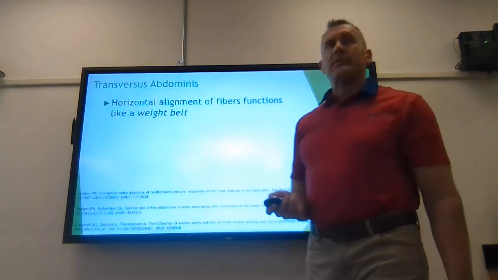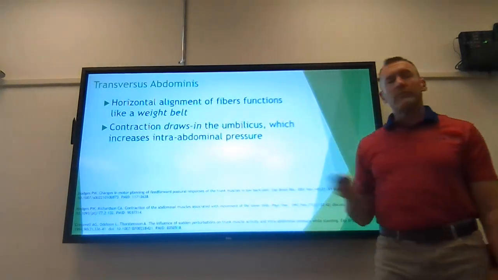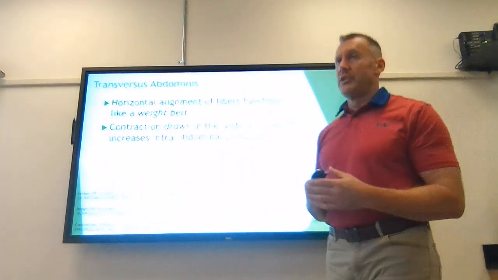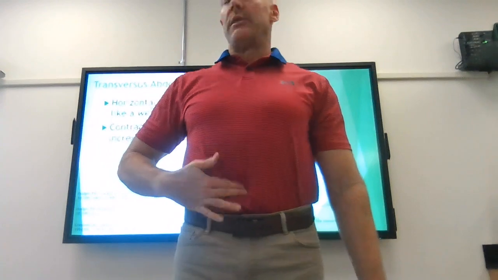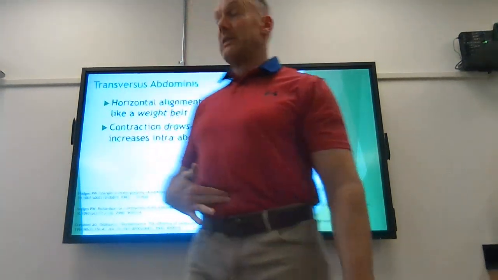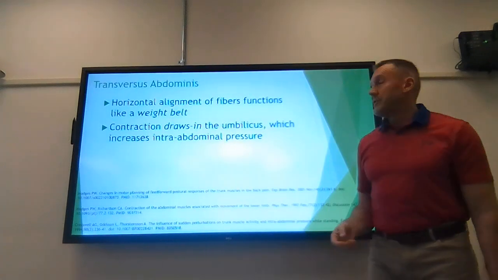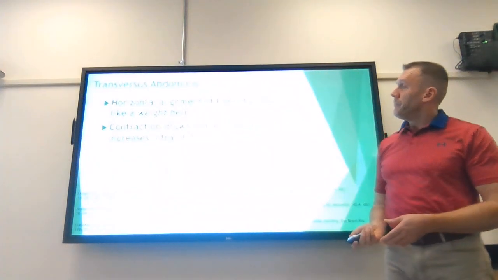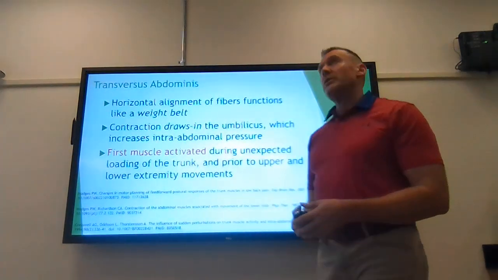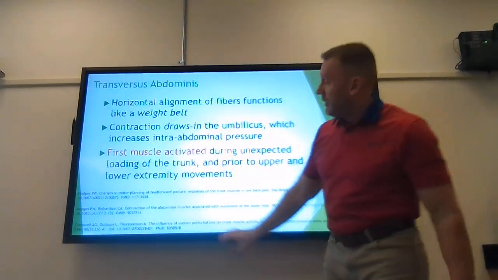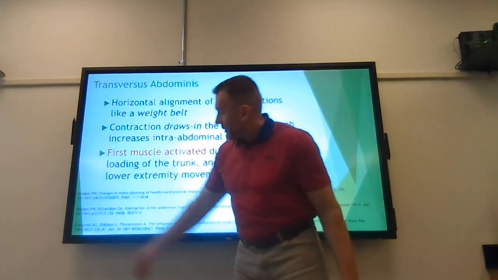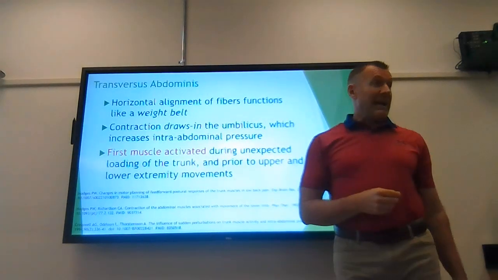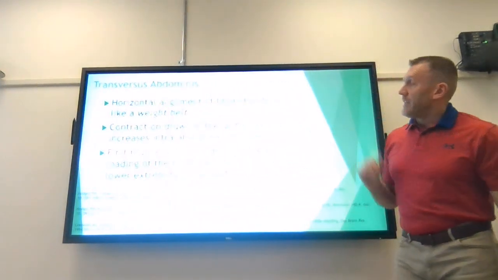So a little more about the transverse abdominis. Acts like a weight belt, okay? Draws in the umbilicus. Okay, so its function, and if you put your hands on your umbilicus, is you can draw your umbilicus back. That's the function of the transverse abdominis, which does increase intra-abdominal pressure to a certain degree. It's also the rehab literature that you see here from Hodges and Cresswell. Research done several years ago showed it was the first muscle activated during unexpected loading of the trunk.